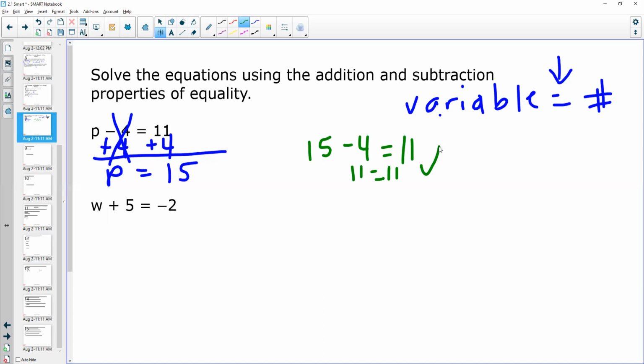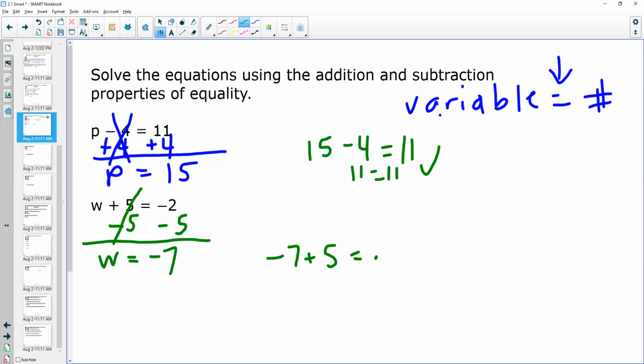For w plus 5 equals negative 2, we're always going to use the opposite operation. So I see what's connected to the w. The opposite of plus 5 is minus 5. I'm going to subtract the 5 from either side. Plus 5 minus 5 makes 0. That just leaves w on the left. Negative 2 minus 5 is negative 7. And then I can check. So is negative 7 plus 5 equal to negative 2? Well, yeah. So I know this worked.